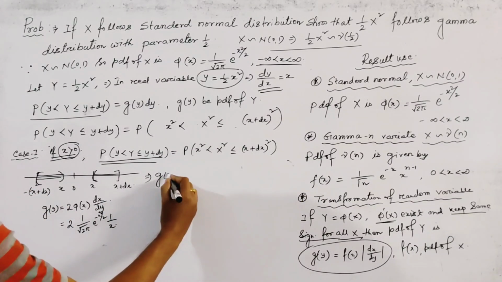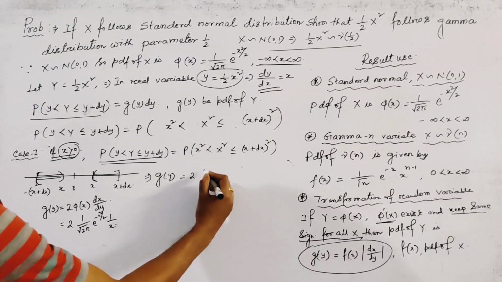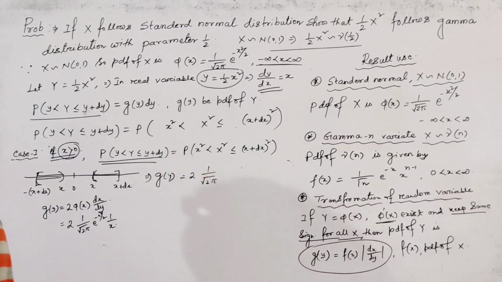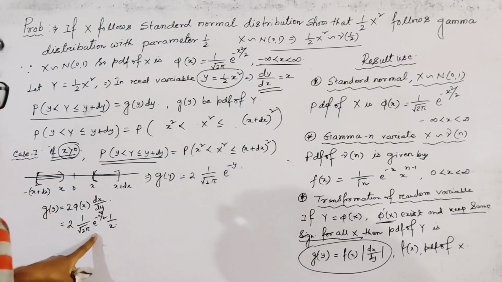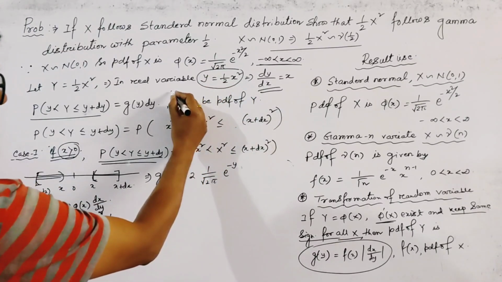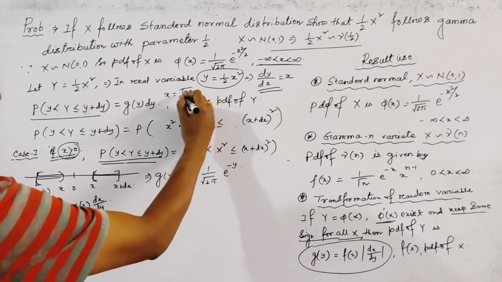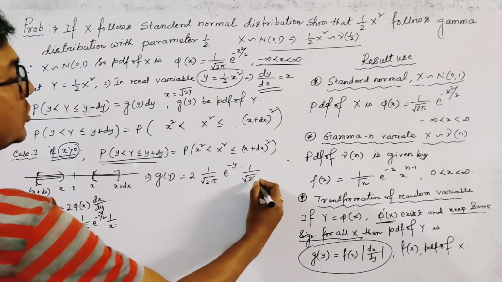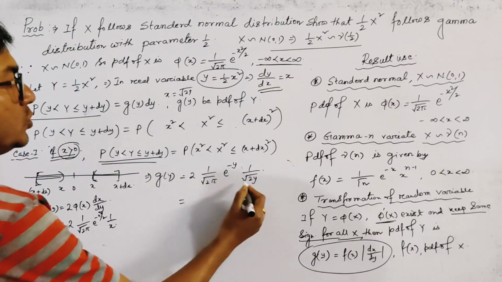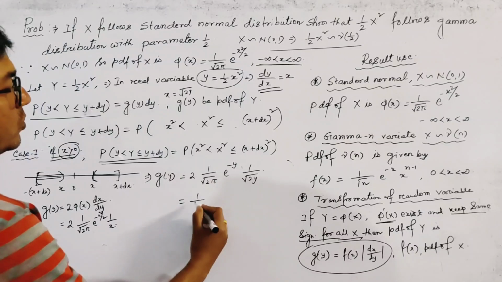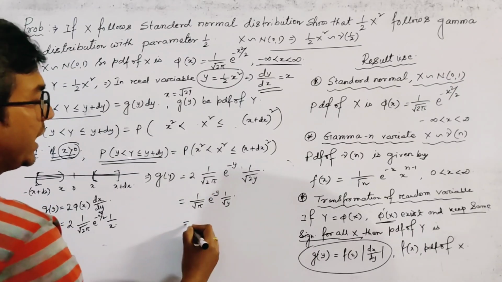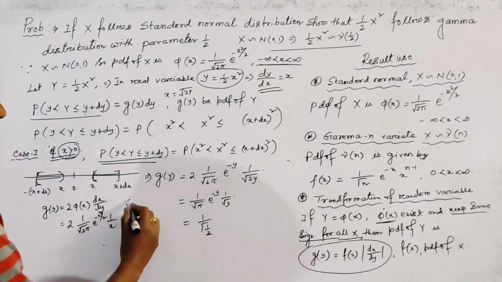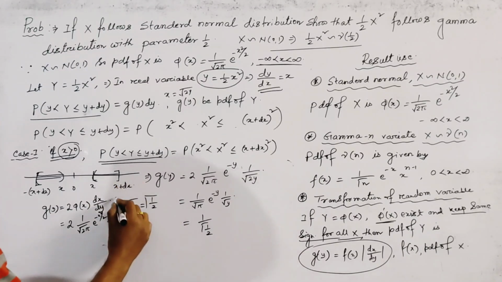Now we write y in place of x to find the PDF of y. So g of y is given by 2 into 1 by root 2 pi. We put x square equal to 2y, so we get e to the power minus x square by 2, this means minus y. What is the value of x? x is given by root 2y, so we put root 2y. Root 2 and root 2 cancel with 2, so we get 1 by root pi, e to the power minus y, into 1 by root y. This is 1 by gamma half, because we know that root pi is equal to gamma half, from the property of the gamma function.